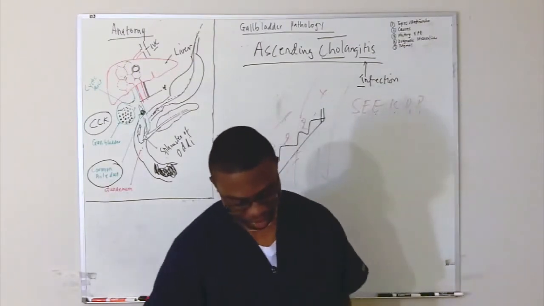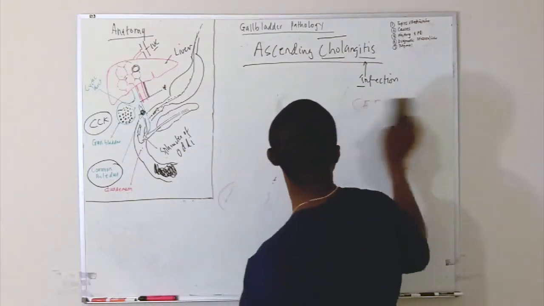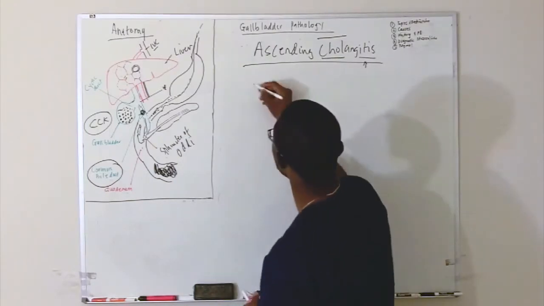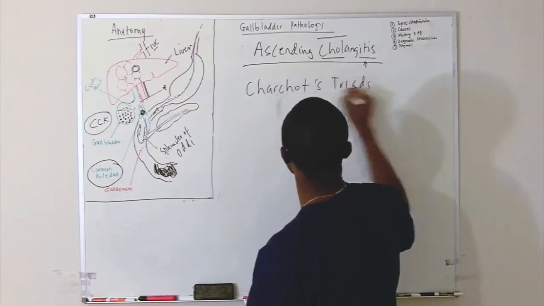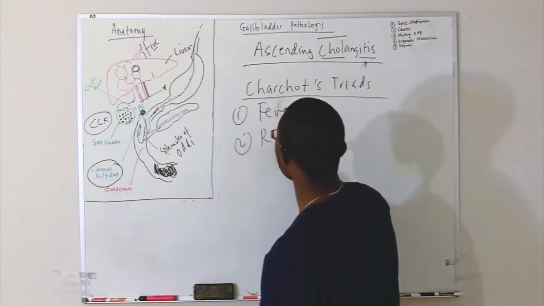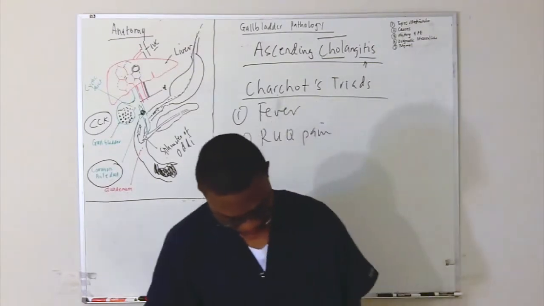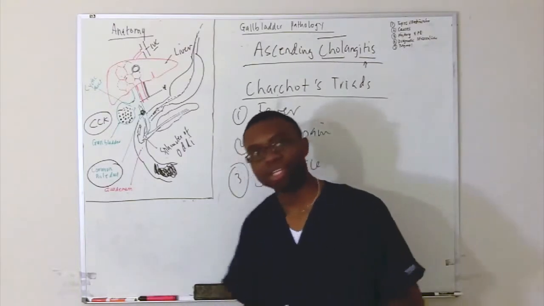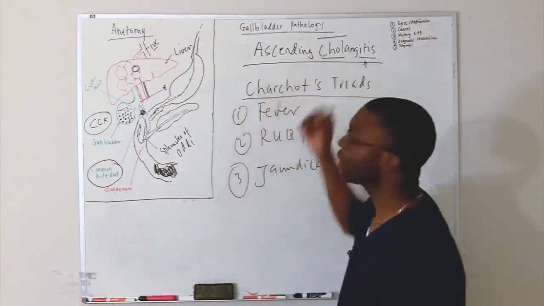What is the patient going to present with? We actually have to erase this and talk about something very important. Call it Charcot's triad: fever, right upper quadrant pain, jaundice.